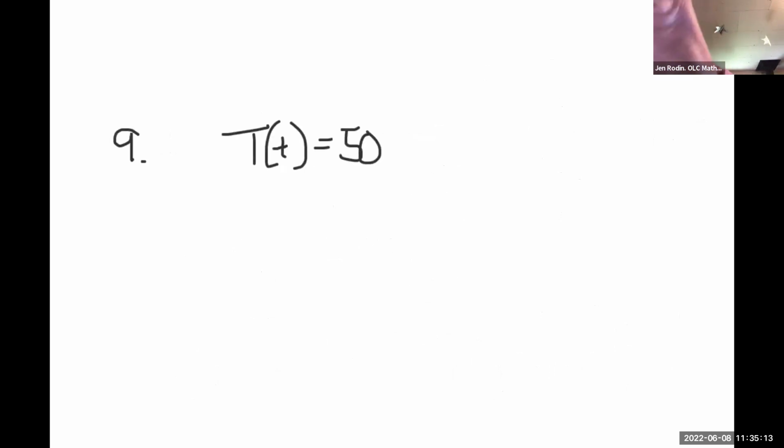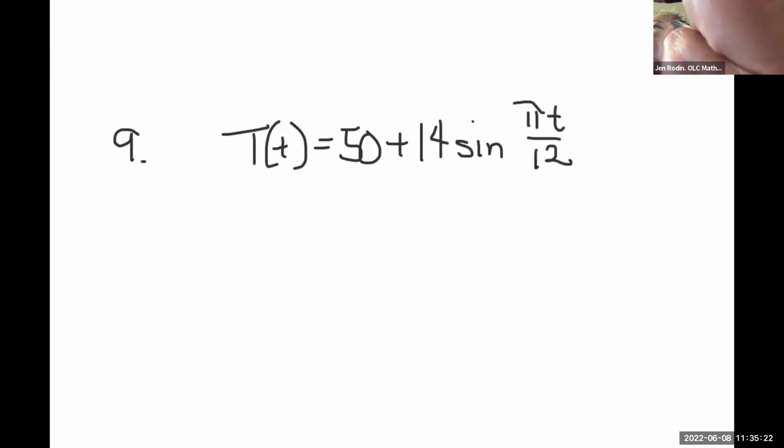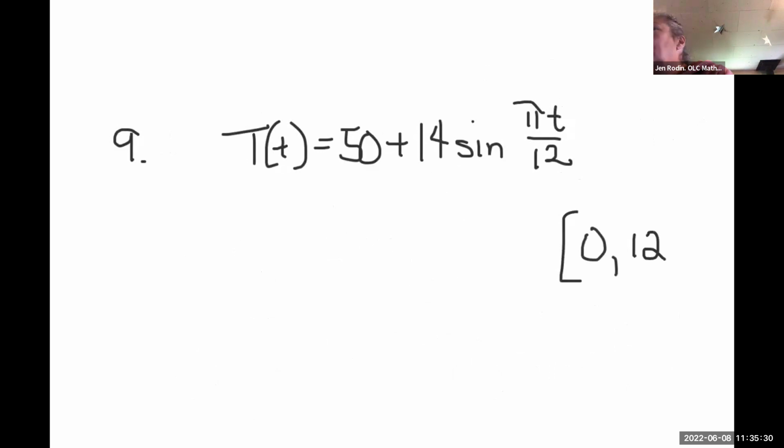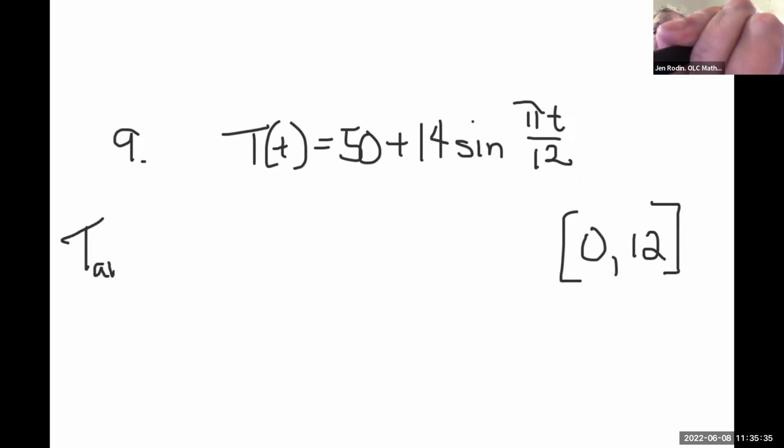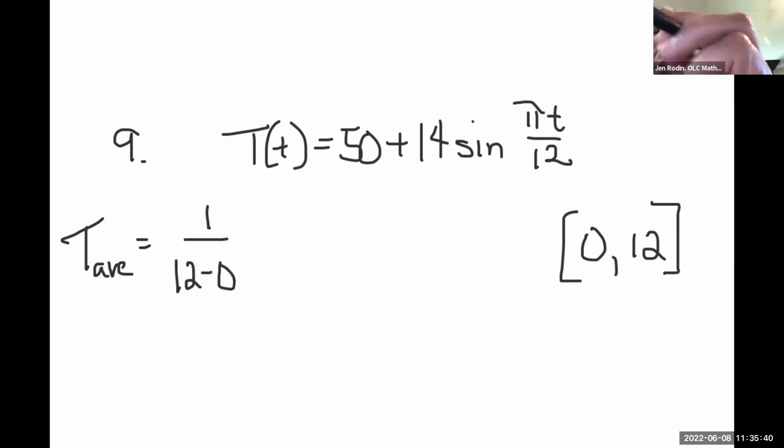So number 9, the function is this: 50 plus 14 sine pi t over 12. Find the average from 9 a.m., and we're starting at 9 a.m. So we're going from 0 to 12 hours on a single day. So t average would be 1 over 12 minus 0 of the integral.